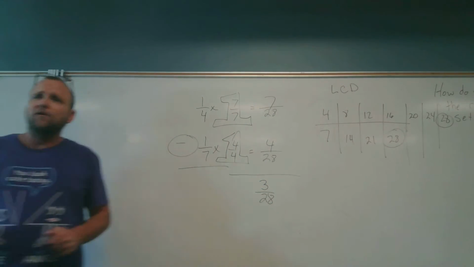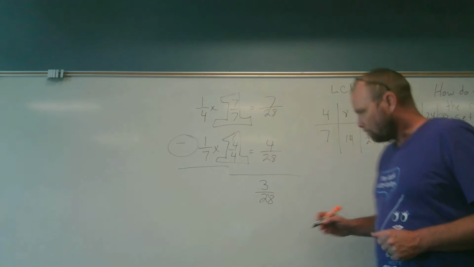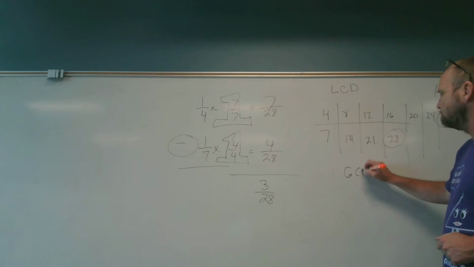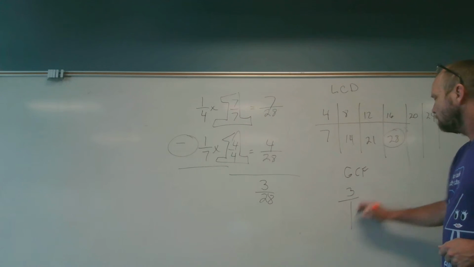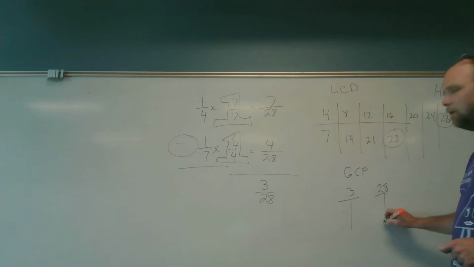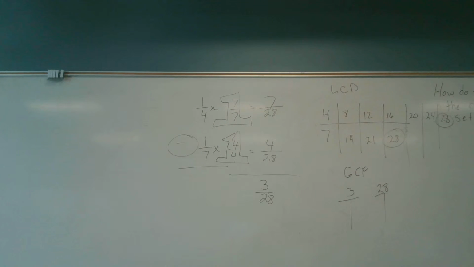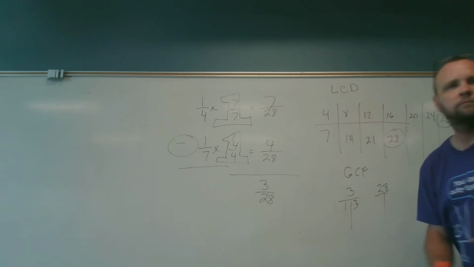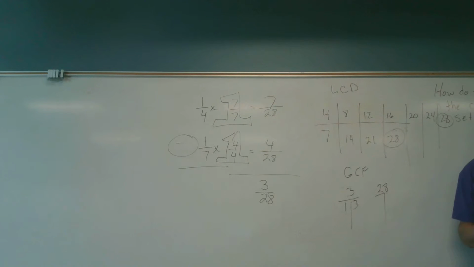Now we need to see, Alyssa, if I can simplify this fraction. I need to find the greatest common factor for 3 and 28. So Alyssa, what are my factors of 3? 3 and 1. Good. What else? 2 and 6. No, 2 and 6 does not multiply together to equal 3. 2 and 3 multiplies together equals 6. The only ones we have are 1 and 3 because it's a prime number.